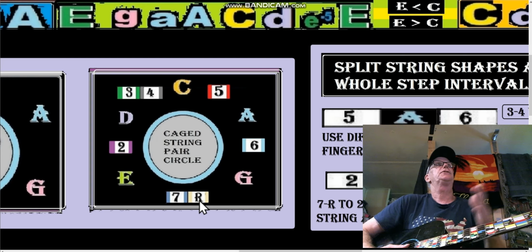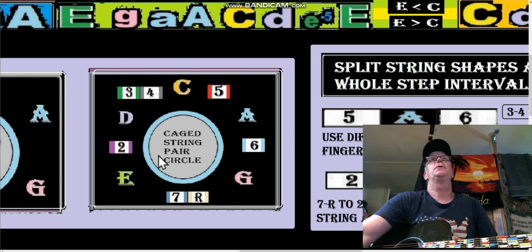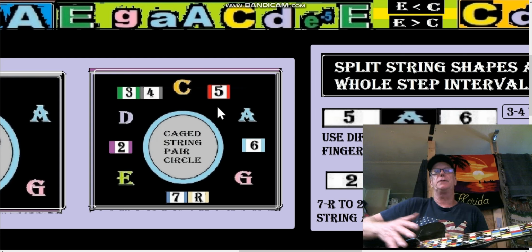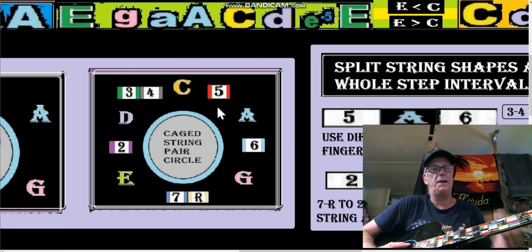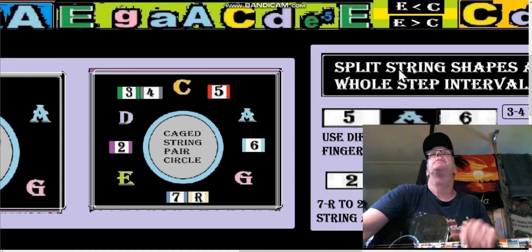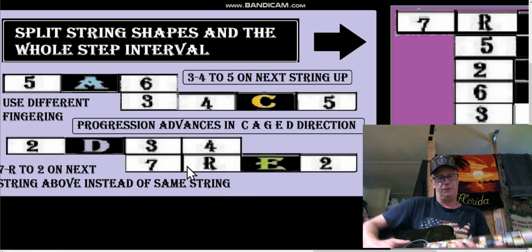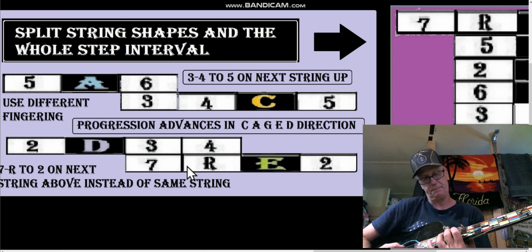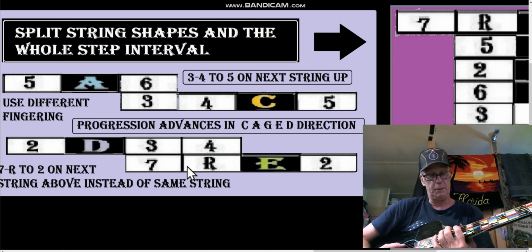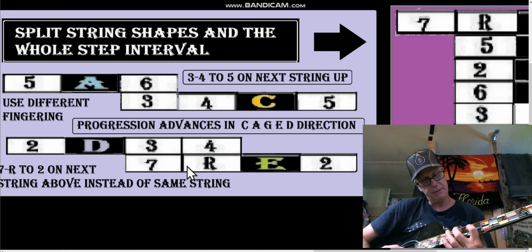Now this is just an exercise to play these notes in between here. The idea is to be able to go from one cage shape to another like this. So with the 7 root, instead of going, remember, E goes to D shape.